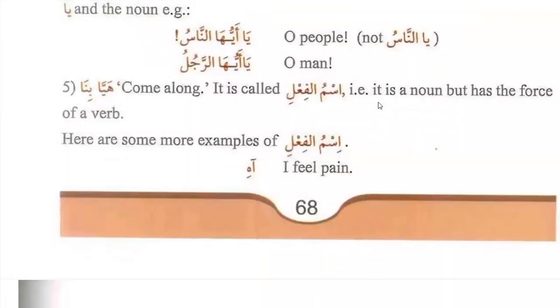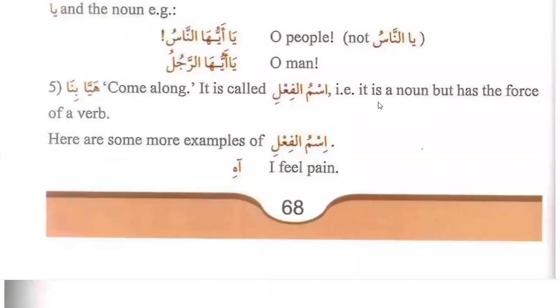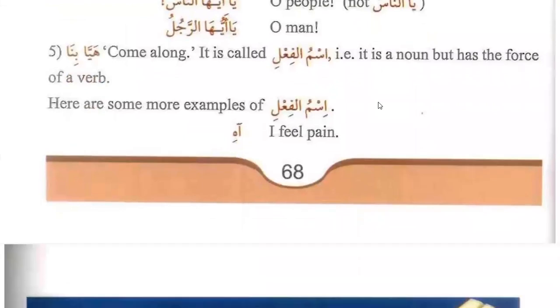The vocative particle, harfun nida. Number five. Hayya bina. Come along. It is called ismul fi'l.